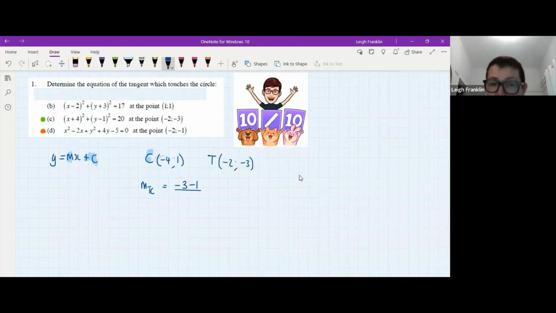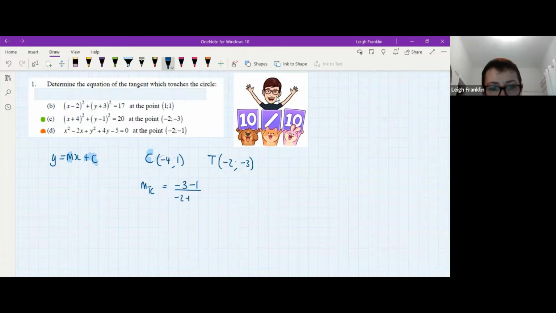I'm not sure. Okay, so TC, C is at the center and T is a point on the circle. That means that when you are calculating the gradient of TC, you are calculating the gradient of the radius. Does that make sense? Oh, it makes sense. Okay, all right. So what you are doing here is perfectly correct, but you need to know what it is that you're doing so that you know how to use the information. You are calculating the gradient of the radius. Why are you calculating the gradient of the radius? What are you going to do with the gradient of the radius once you've got it?